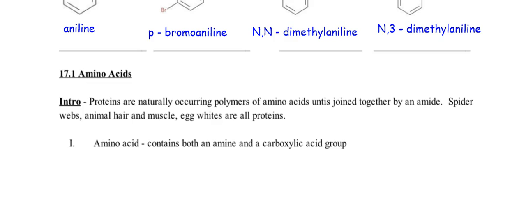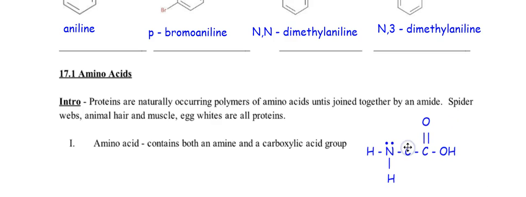The intro is proteins are naturally occurring polymers of what? Amino acid units, I should say units, joined together by an amide. Spider webs, animal hair, your hair, muscle, egg whites are all proteins. So just like the name implies, an amino acid contains both the amine and the carboxylic acid group.